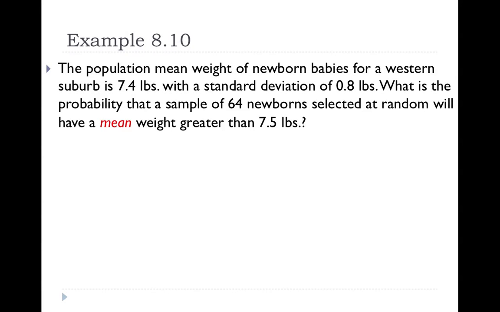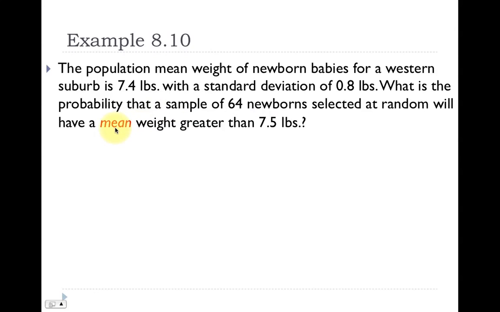Example 8.10: the population mean weight of newborn babies for a western suburb is 7.4 pounds. So far, the first sentence just tells you what the population mean is. It gives you the value for mu. Standard deviation, 0.8 pounds. So this is giving you the value for sigma. Then it says, what is the probability that a sample of 64 newborns selected at random will have a mean weight greater than 7.5 pounds?